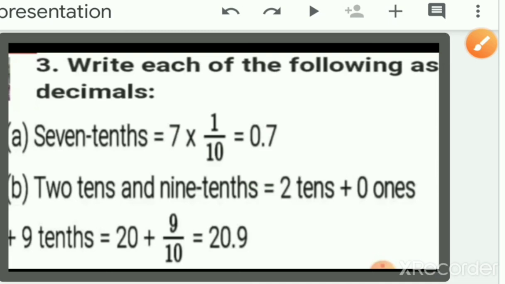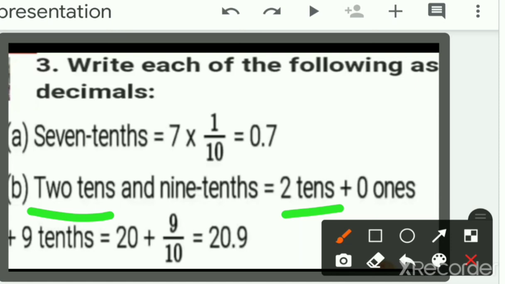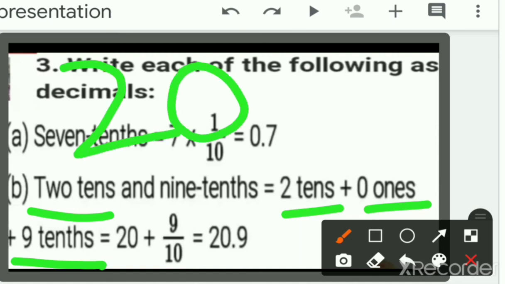2 tens and 9 tenths. It means how many tens are there? 2 tens are there and 0 ones are there, and 9 tenths are there. So we have plus 9 tenths. It means in tens place 2 is there. In ones place 0 is there. And in tenths place, it means after the decimal point, 9 is there. It will be 20.9.